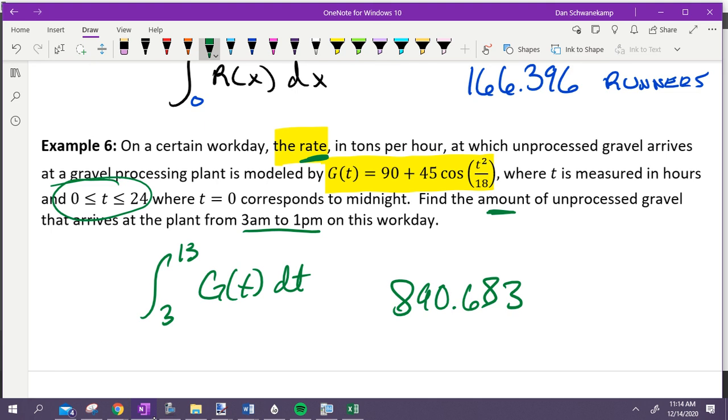What would my units be on that guy? That is in tons. It was tons per hour, but when I integrate, basically you lose the time. That is the change in the amount of gravel during that time period. That's what second semester is all about, understanding what integrals are. You now know at least a good chunk of it. Okay, we'll keep going from there.